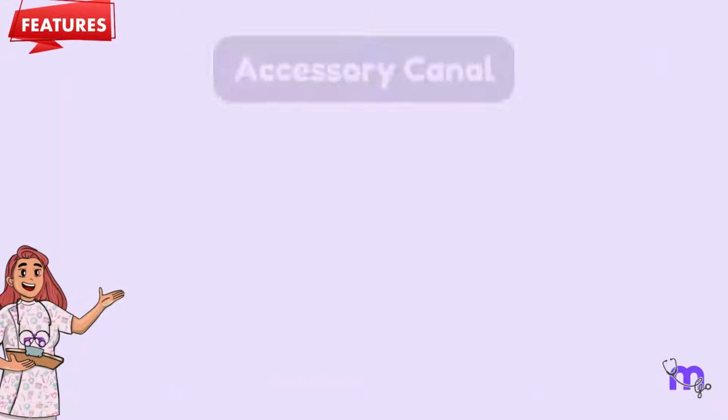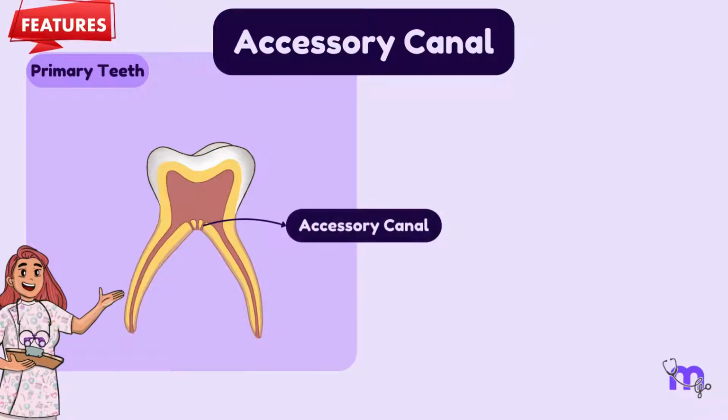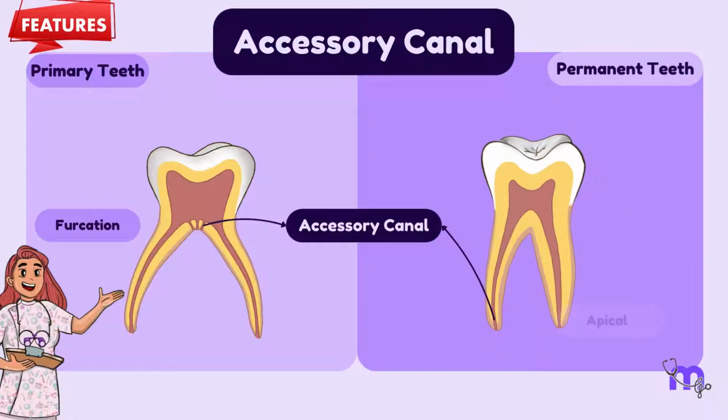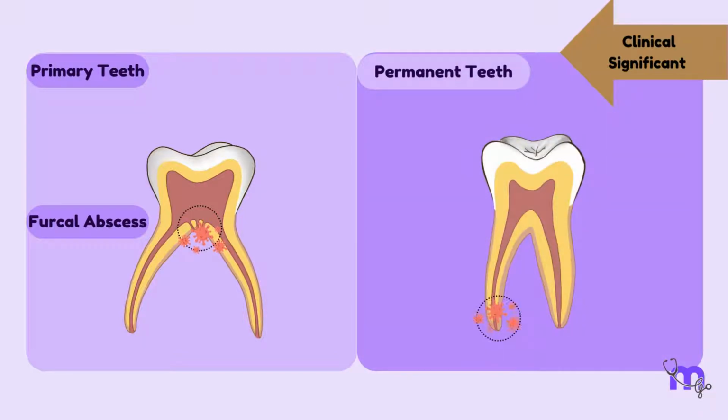A very distinct feature noted by Ria was the position of the accessory canals. The pulp chamber floor in primary dentition was porous due to the presence of accessory canals in the furcation areas. The permanent teeth accommodate them in the apical region. The clinical significance is that the presence of accessory canals leads to the infection in primary molars draining into the furcal area, forming a furcal abscess. In permanent teeth, this infection drains into the periapical area, forming a periapical abscess.